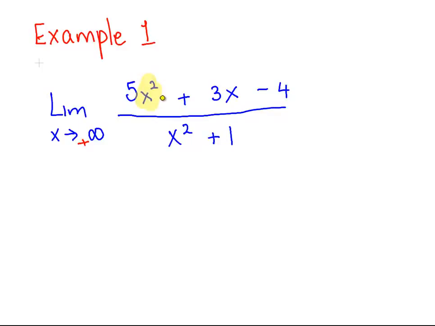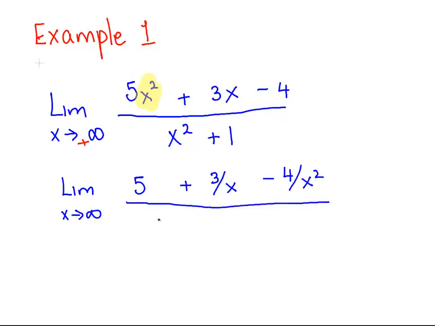Now, the highest power of x is x squared. So we're going to write out the whole thing again, but this time divide by x squared. So 5x squared divided by x squared is just 5. 3x divided by x squared is 3 over x. Minus 4 divided by x squared, we have minus 4 over x squared. x squared divided by x squared, we have 1 plus 1 over x squared.